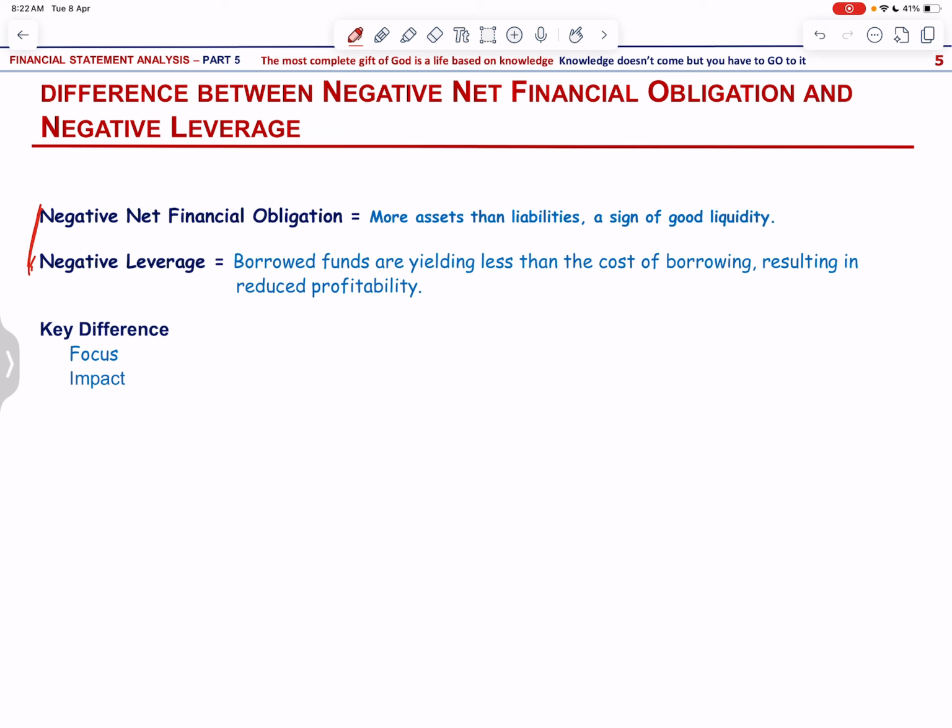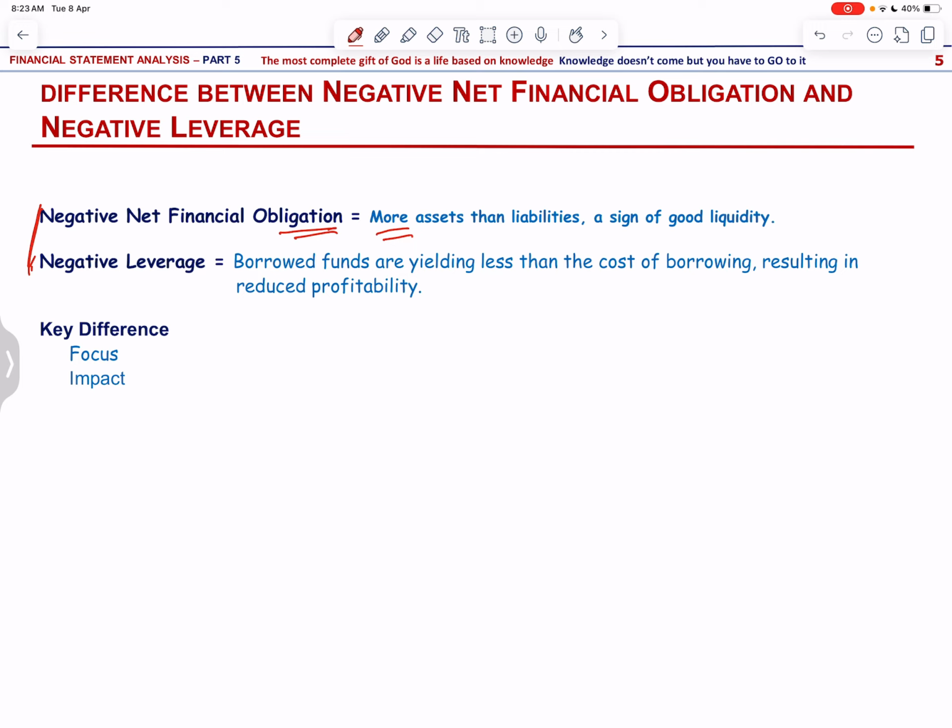The term negative net financial obligation refers to a situation where an entity, usually a company, has more financial assets than liabilities, resulting in a negative net financial obligation. Essentially, it implies that the company has more cash or liquid assets than it owes in terms of debt or other financial liabilities. It is a balance sheet metric. It suggests that the company is in a strong liquidity position.